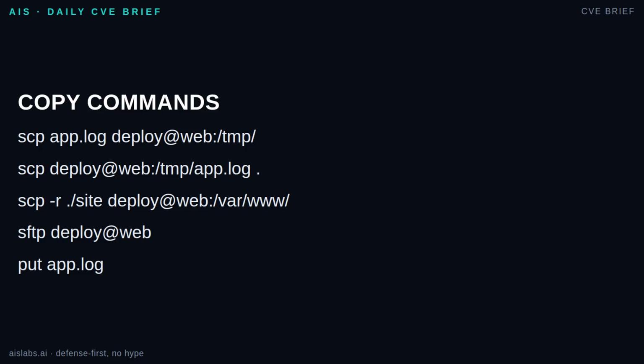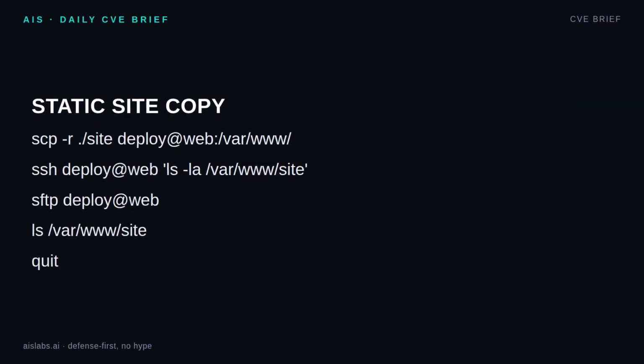Fourth line starts an SFTP session using the same SSH login. Once inside, put app.log uploads that file. You can also use get for downloads, ls to list, cd for remote directories, lcd for local directories, and quit to leave.